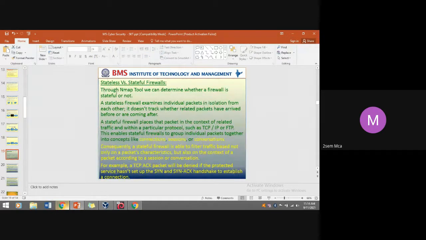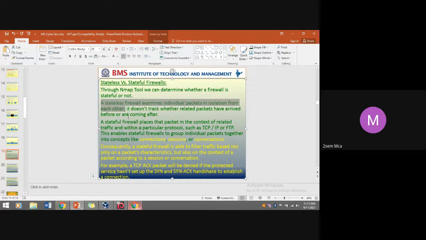Through the Nmap tool, we can determine whether a firewall is stateless or stateful. Nmap is the network mapper tool for vulnerability scanning, port scanning, and network scanning. We can use it to scan the firewall, and we can also understand whether the firewall is stateless or stateful. A stateless firewall examines individual packets in isolation from each other.